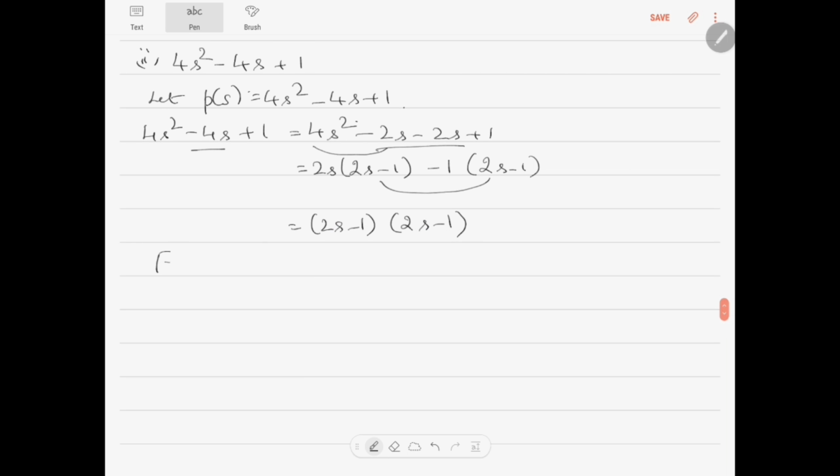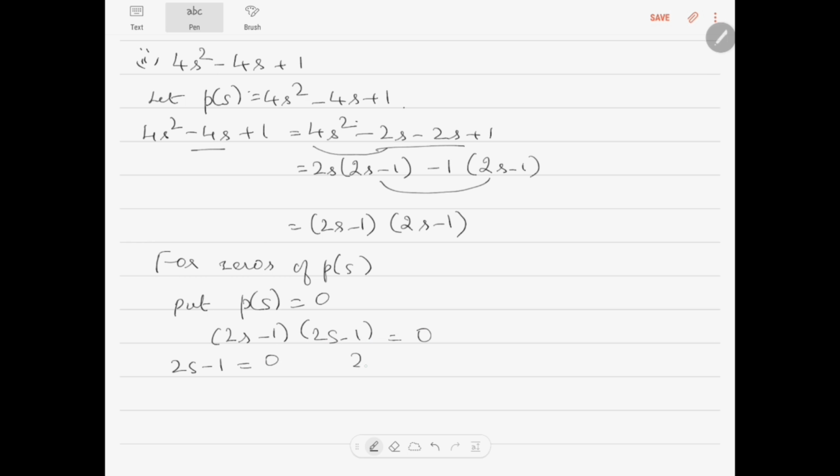To find the zeros of p of s, put p of s equal to 0. So 2s minus 1 into 2s minus 1 is equal to 0. 2s minus 1 is equal to 0 is one term, and 2s minus 1 is equal to 0 is the other. s is equal to 1 by 2, or s is equal to 1 by 2. So s is equal to half comma half.